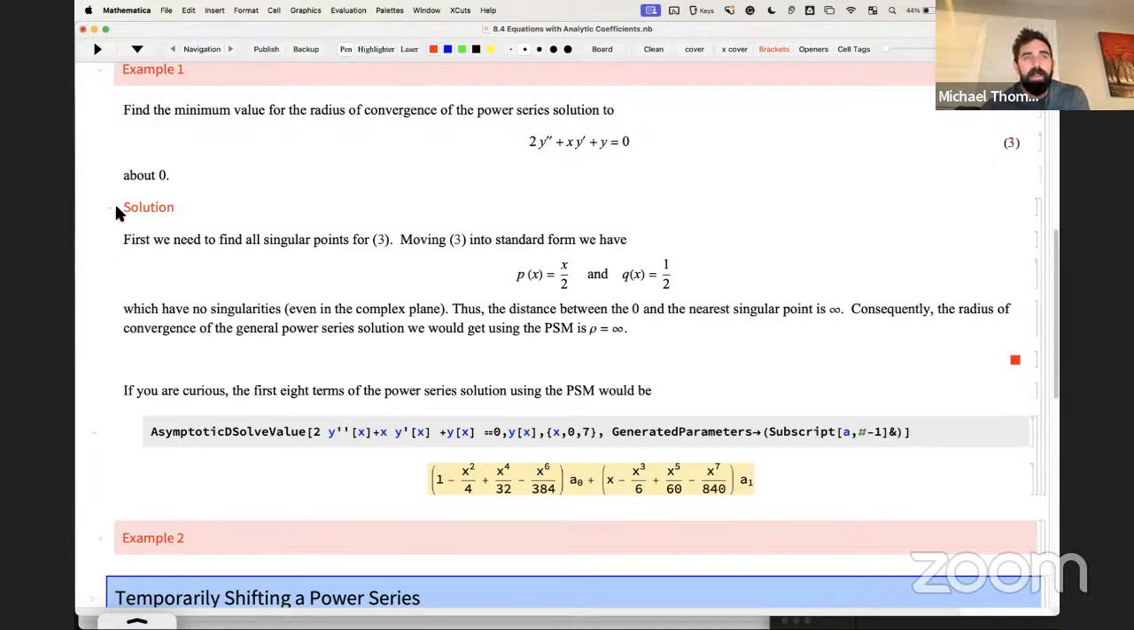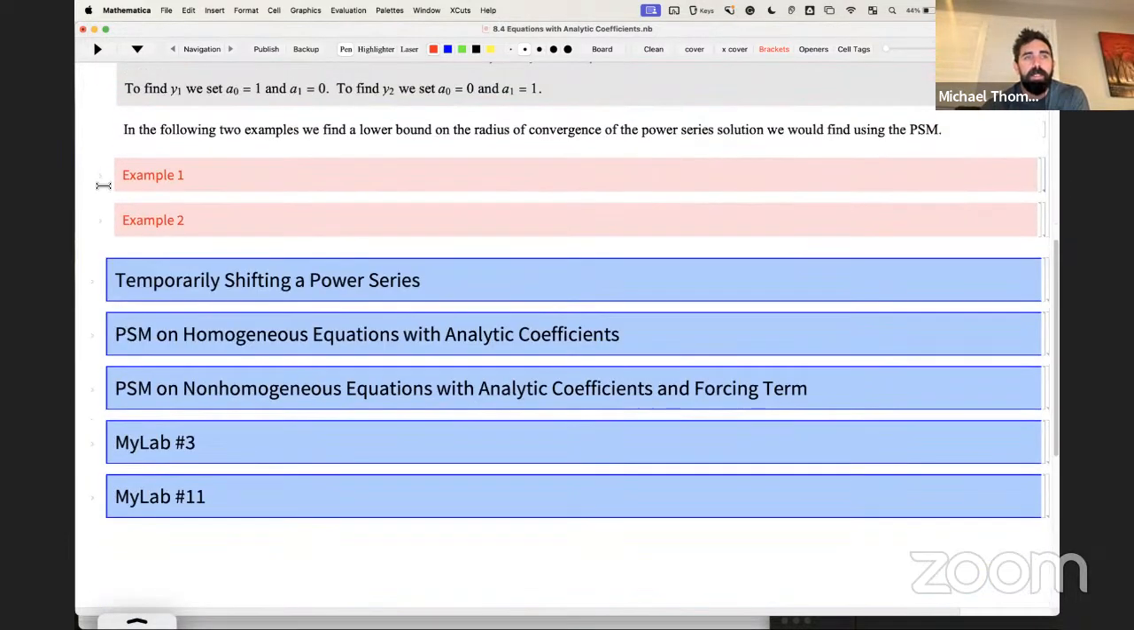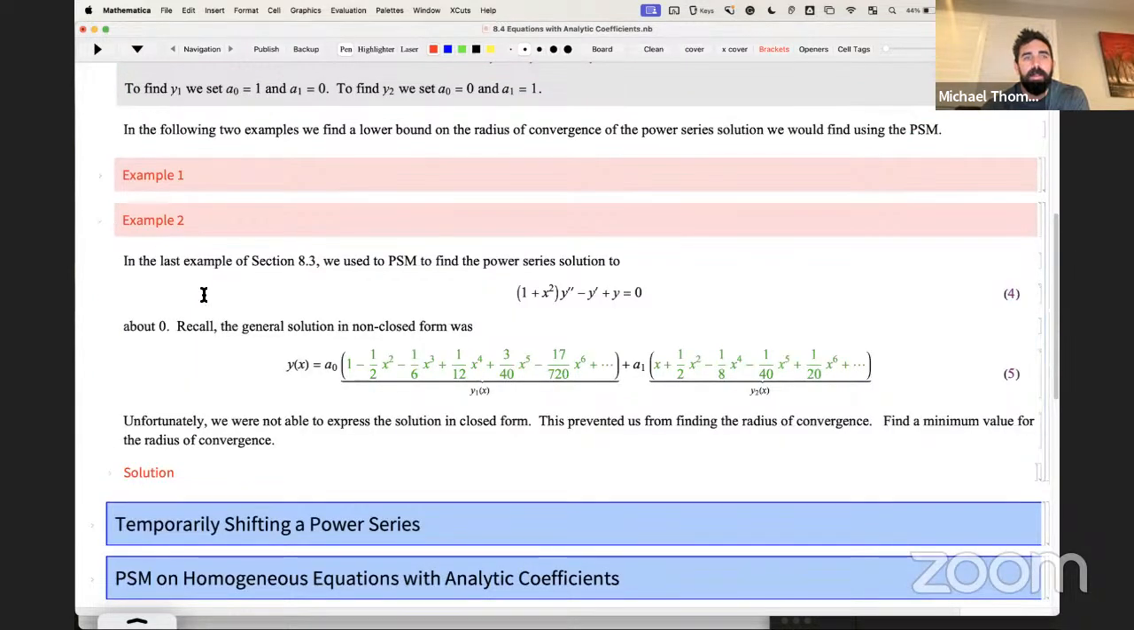Okay, so let's do one more interesting example. So in that last example in 8.3, we used the power series method to find a solution to this guy. So this was that problem one where we went through all that work. We couldn't find a formula for the coefficients, but we were able to calculate the coefficients up to degree, it looks like 6. And so we wrote the solution. It wasn't in closed form, and we separated all the A naught terms from the A1 terms. And we were able to get it in this form.